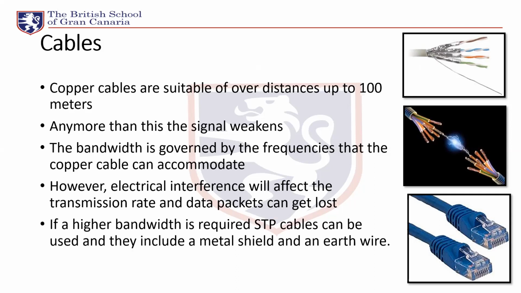Now, for the higher bandwidth that's required, the STP cables, that's the shielded twisted pair, sorry, can be used if they include a metal shield and an earth wire. So an earth wire has been introduced, and as you can see here, these copper cables have got a metal shield. I mean, I don't know, in all honesty, I've never stripped back a copper cable, so I'm not sure how accurate that image is, but I think it can give you an idea.